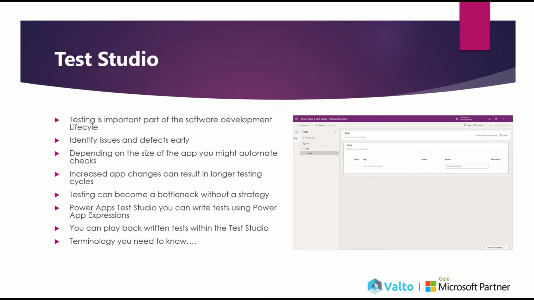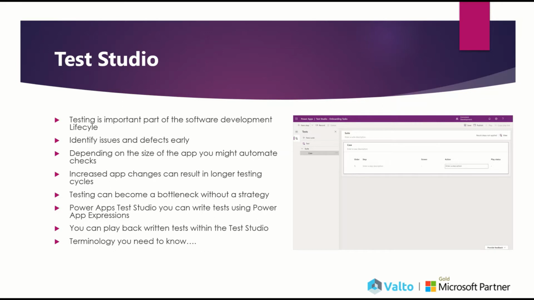Depending on the size and the usage of the app, manual testing of new changes might be enough. However, as the app grows in complexity and usage, you might need to consider a test strategy instead of manual testing. If the app is mission critical, even small mistakes can have a significant impact. Increased app changes can result in longer testing cycles, and actually sometimes testing of the app itself might become longer than the time spent to develop those new features.